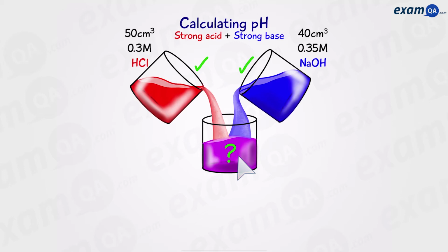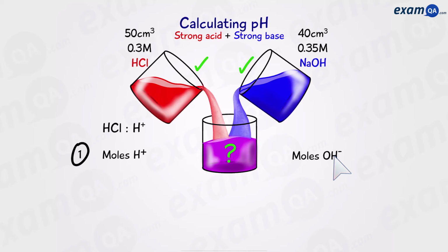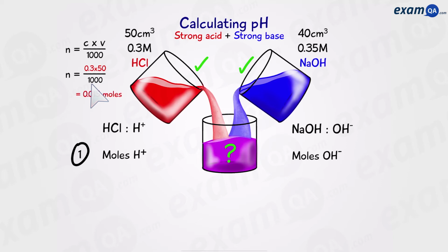Let's find out. So the first thing we're going to do is work out how many moles of H+ we have on the left and how many moles of OH- we have from the right. Remember that H+ comes from hydrochloric acid and OH- will be coming from the sodium hydroxide. Starting with the left, we can use the equation that moles is equal to concentration times volume over 1000. With this, we can work out the moles of hydrochloric acid. So we have the concentration, which is 0.3, and the volume is 50 centimeters cubed, which is why we're dividing it by 1000. That gives us 0.015 moles.